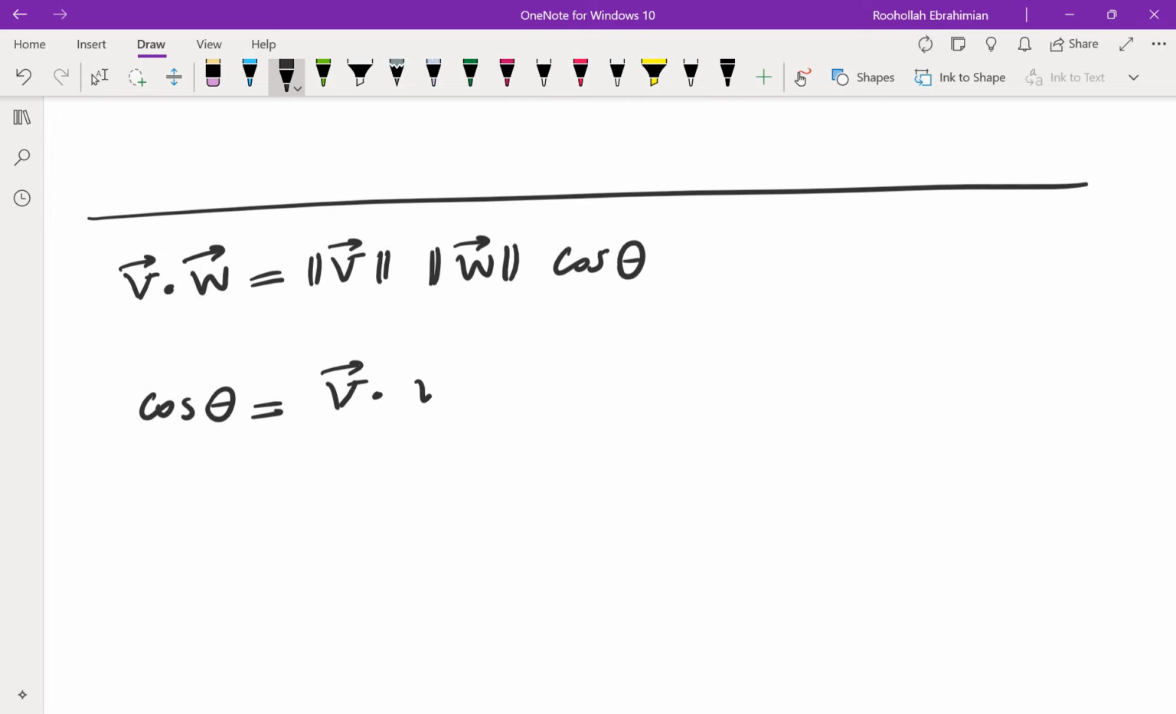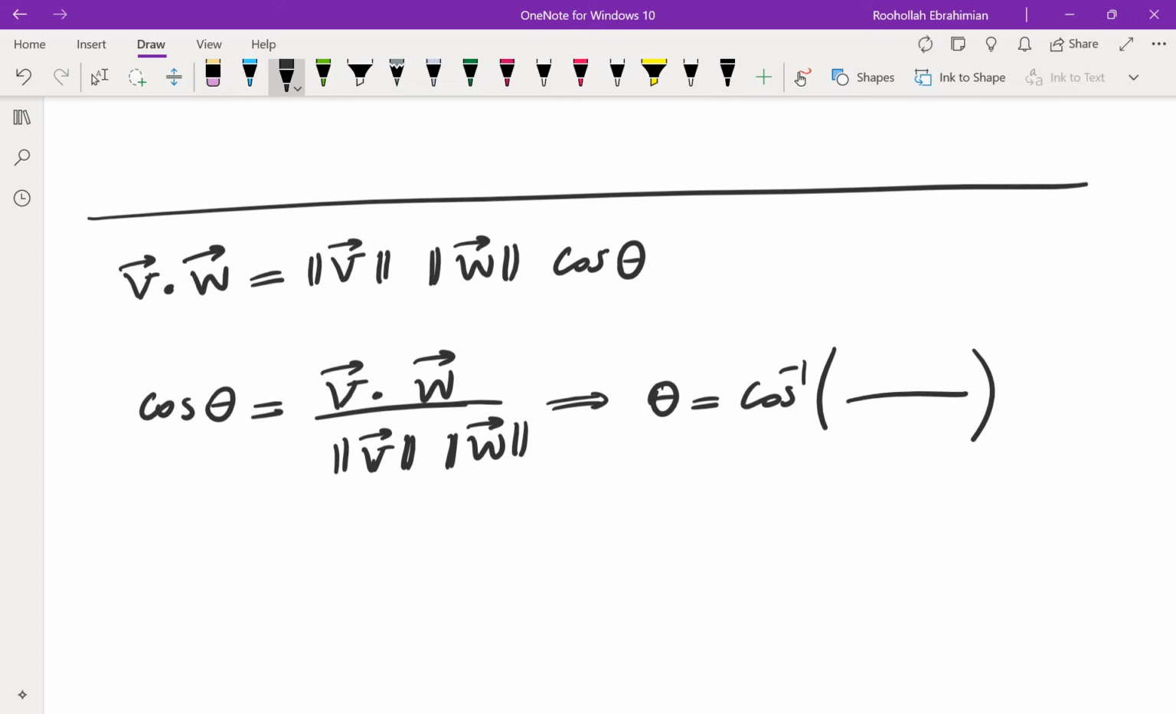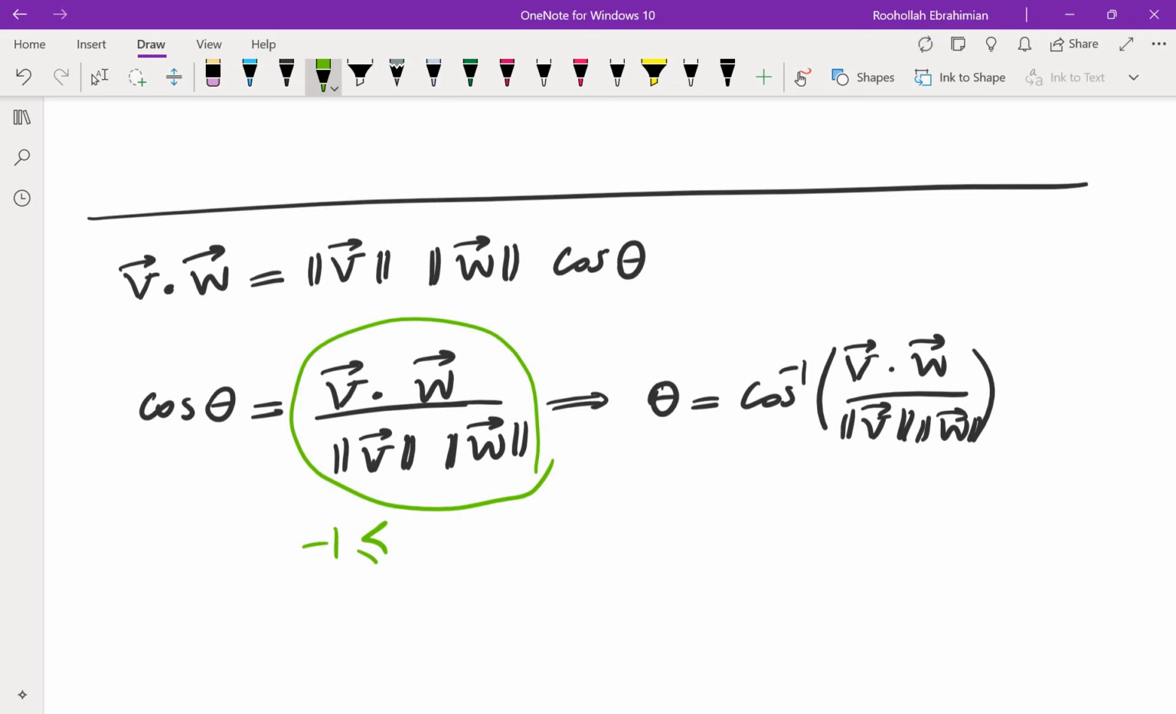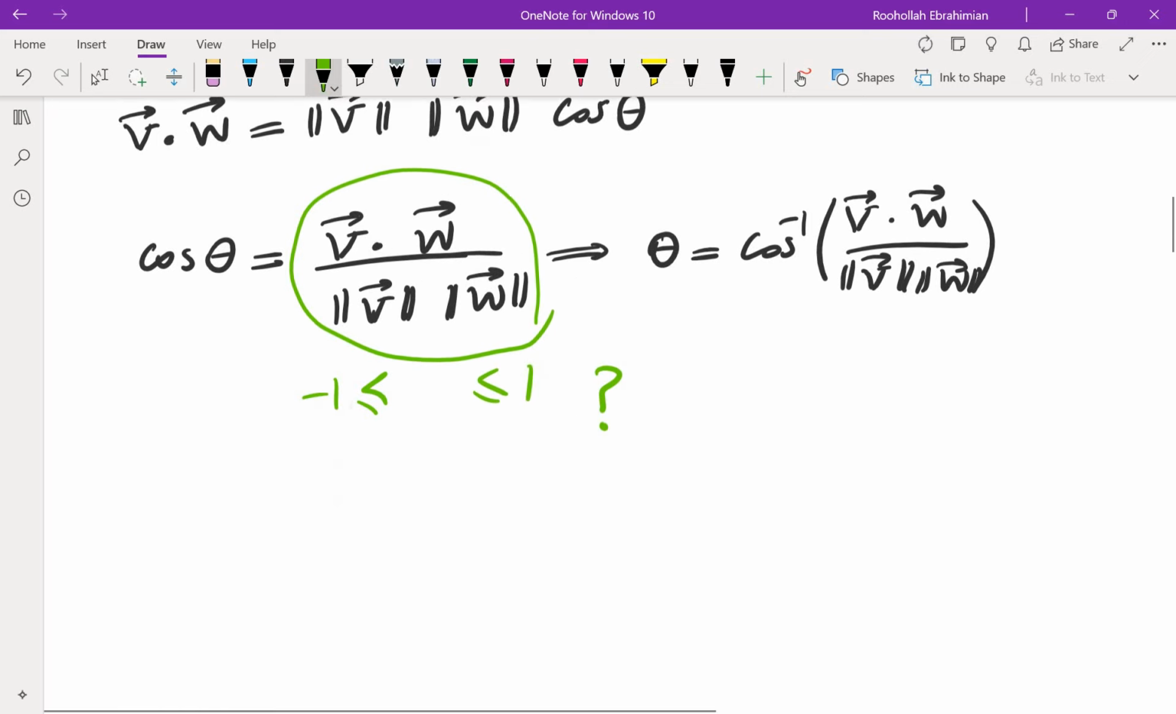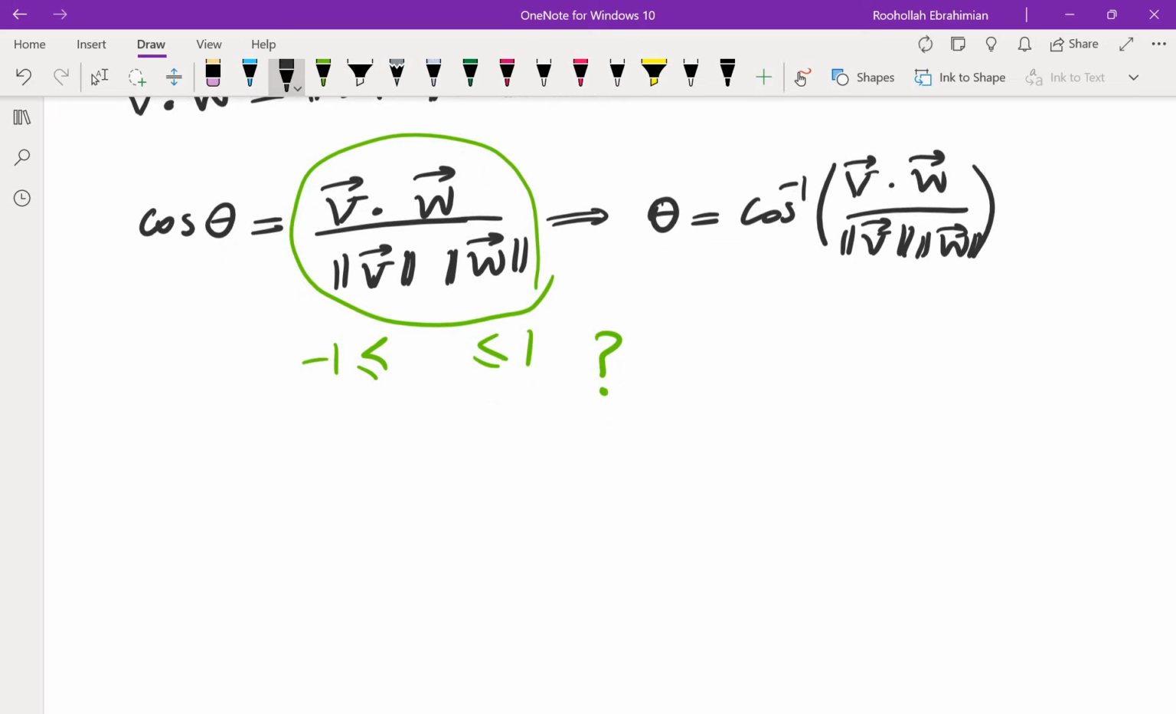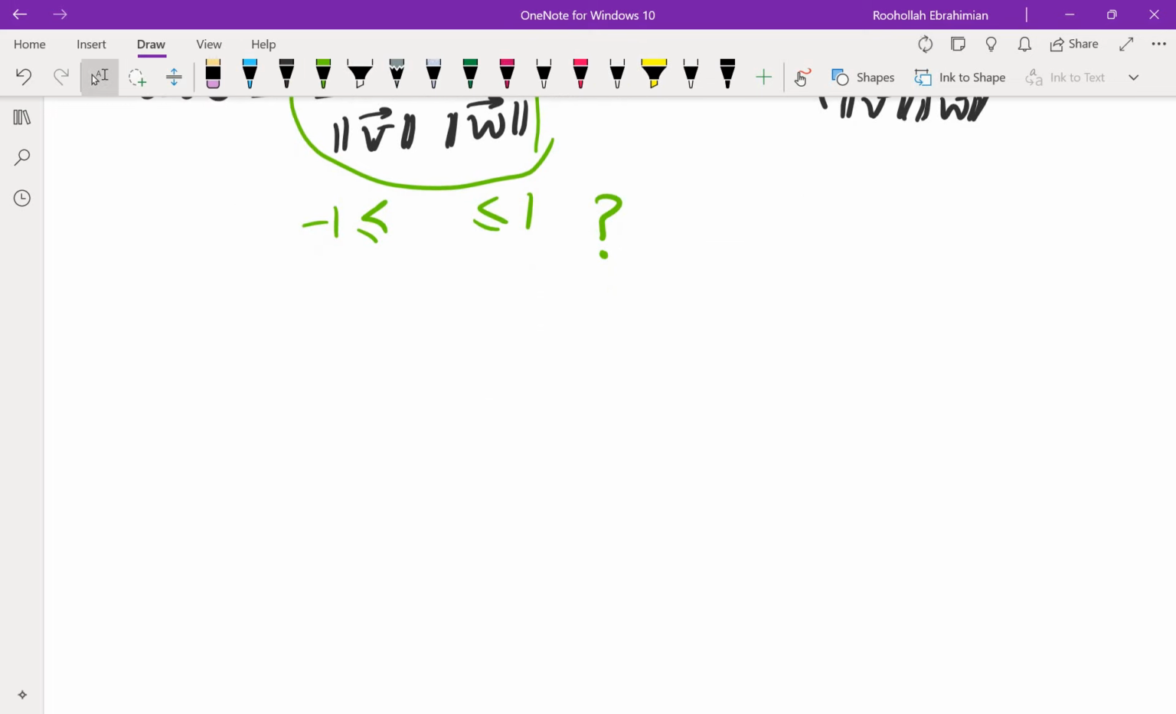That would be the dot product of V and W divided by the product of their magnitudes. So the angle would be just cosine inverse of this quantity. But in order to be able to take cosine inverse, I would need to make sure that this quantity that I have is in fact between -1 and 1. So this quantity would have to be between -1 and 1. So the question is, is it true that this quantity is always between -1 and 1? Let's see if that's something we can prove.